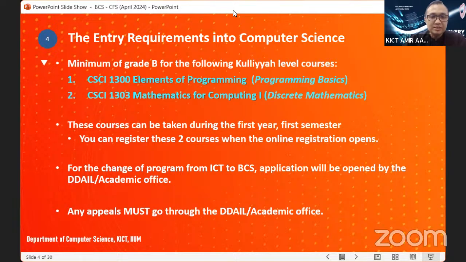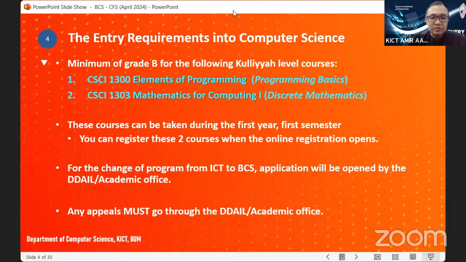So you need to get good grades in these 2 courses, minimum of grade B for Elements of Programming and then Discrete Mathematics for Computing 1. Then you can actually declare your program as Bachelor in Computer Science. So you move from BIT into BCS.